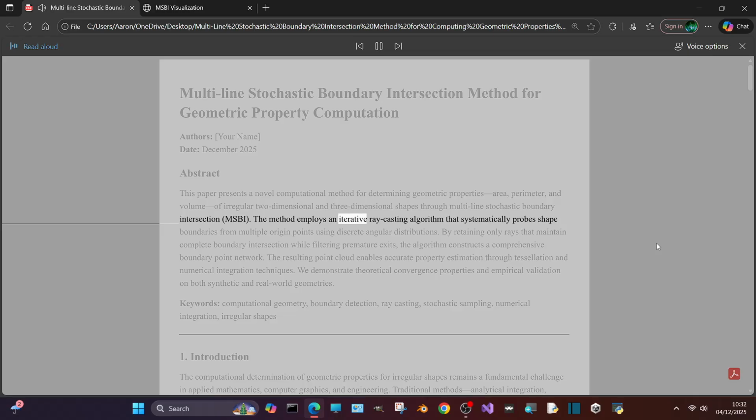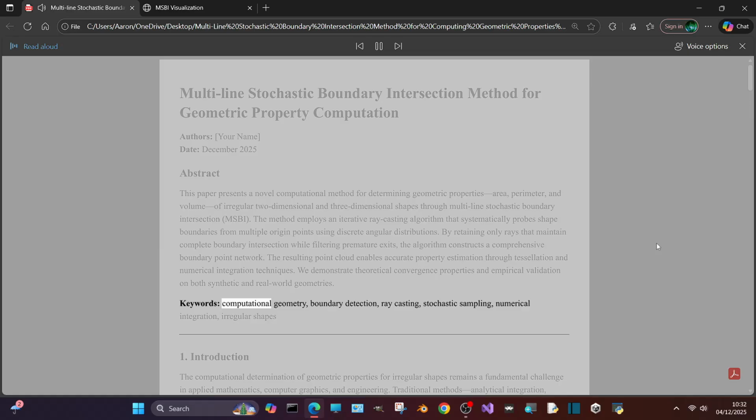The method employs an iterative ray casting algorithm that systematically probes shape boundaries from multiple origin points using discrete angular distributions. By retaining only rays that maintain complete boundary intersection while filtering premature exits, the algorithm constructs a comprehensive boundary point network. The resulting point cloud enables accurate property estimation through tessellation and numerical integration techniques. We demonstrate theoretical convergence properties and empirical validation on both synthetic and real-world geometries.